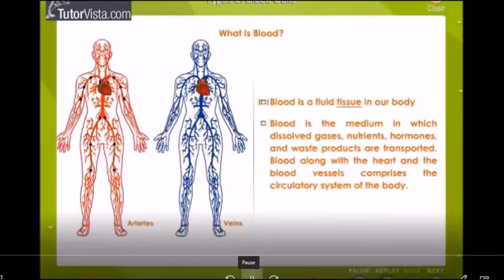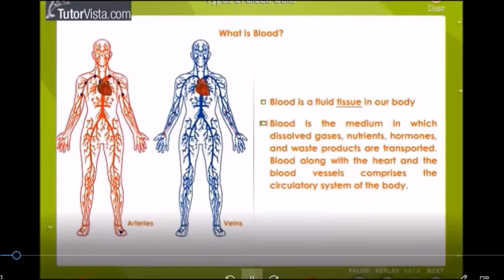Blood is a connective tissue in the form of a fluid in our body. It is the medium in which dissolved gases, nutrients, hormones, and waste products are transported. Blood, along with the heart and the blood vessels, comprises the circulatory system of the body. As a tissue, blood is formed of cells and other components. Now let us discuss some more details about the cellular components of the blood.